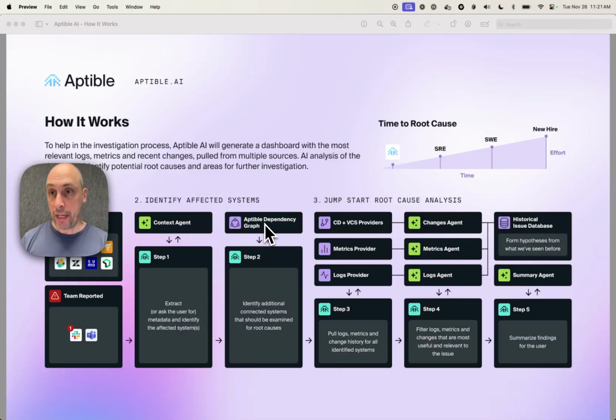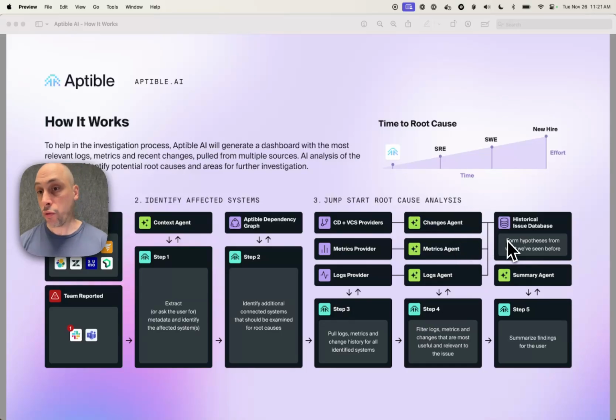Then it uses the Aptible dependency graph, the existing knowledge that the PaaS has of how apps and databases are connected to each other, to identify additional connected systems that should be examined for root causes. Then we grab logs, metrics, and changes from the integrations that already exist with Aptible and process them through specialized agents that can filter down logs, metrics, and recent changes to those that are most likely to be relevant and signals of root causes for a given issue.